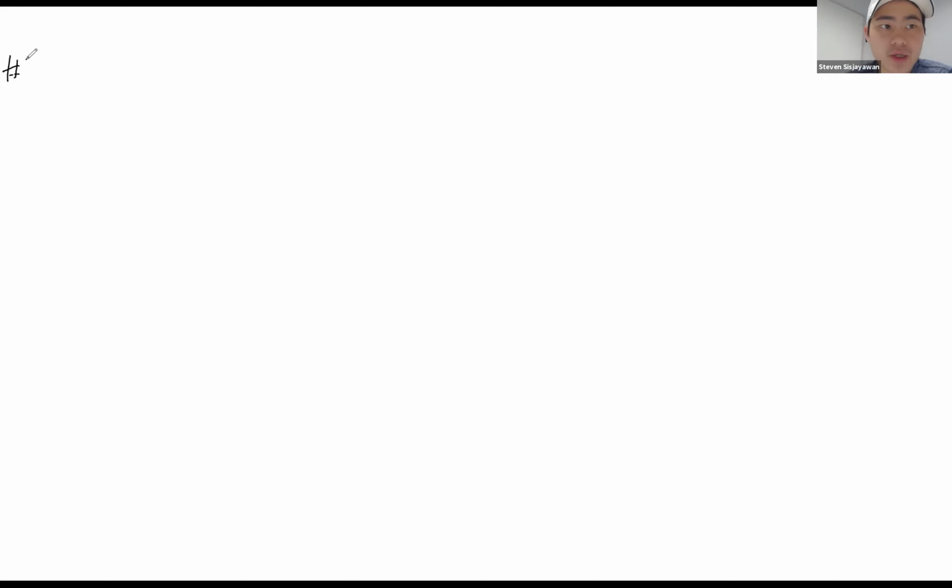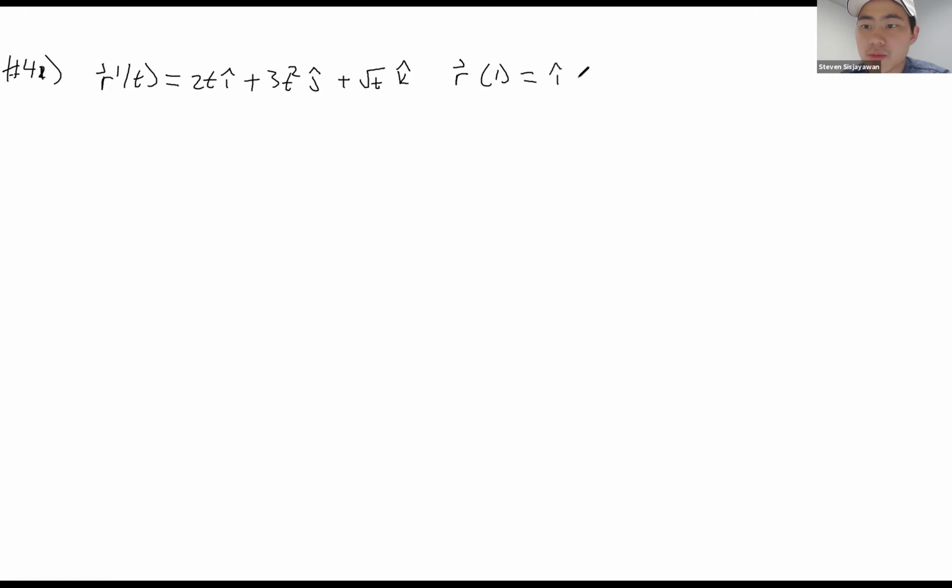again, from chapter 13.2, on 41, they give us r prime of t, which is equal to 2t i hat plus 3t squared j hat plus square root of t k hat. And they give us r of 1, remember, which is equal to i hat plus j hat. And then the question is telling us to find what r of t is.